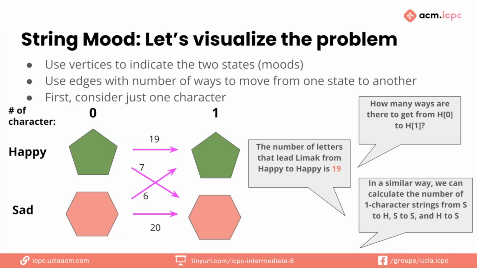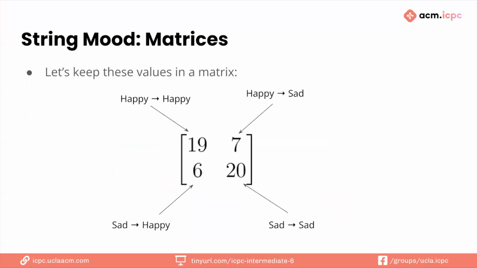So are there any questions about this first step with 1 character? If not, let's just focus on these 4 numbers for now, 19, 7, 6, and 20, and put them in a matrix. I know it might be unintuitive, but let's just keep it in the back of our minds for now. This is essentially going to be our recurrence matrix, and we will see that in a bit.